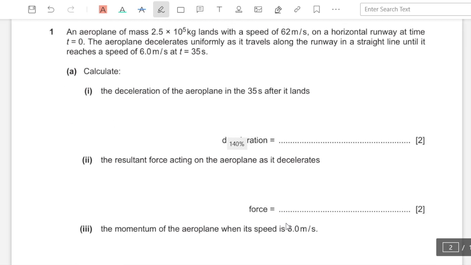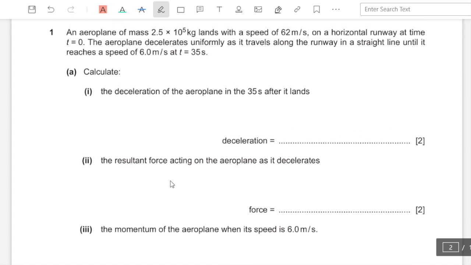Starting with question number 1. An aeroplane of mass 2.5 × 10^5 kg lands with a speed of 62 meters per second on a horizontal runway at time 0 seconds. The aeroplane decelerates uniformly as it travels along the runway in a straight line until it reaches a speed of 6 meters per second at time 35 seconds. A. Calculate the deceleration of the airplane in 35 seconds after it lands.